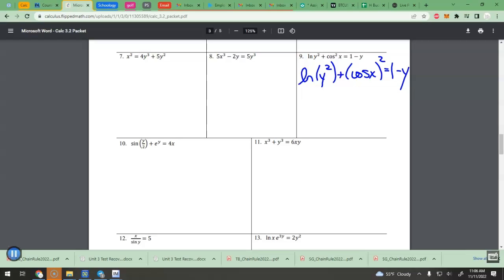Okay, so this is a chain rule. I should ask you guys: is that a product rule? Why not? It's not variable times variable, right? This is a chain rule, so the big guy's the ln. So what's the derivative of natural log? 1 over, and then I put the little guy there, right? So it's 1 over y squared. And then I take the derivative of the little guy. So what's the derivative of that y squared? It's 2y. Yeah. So 1 over y squared.